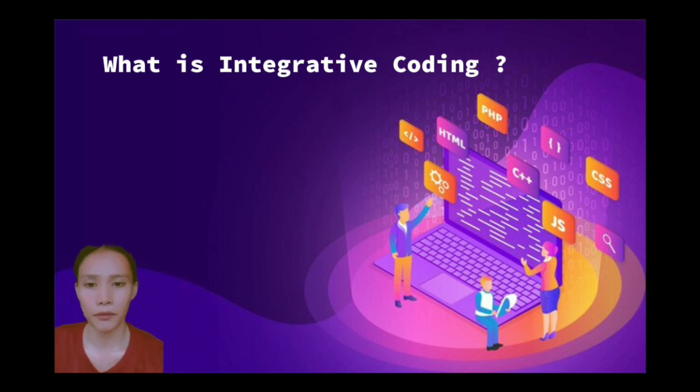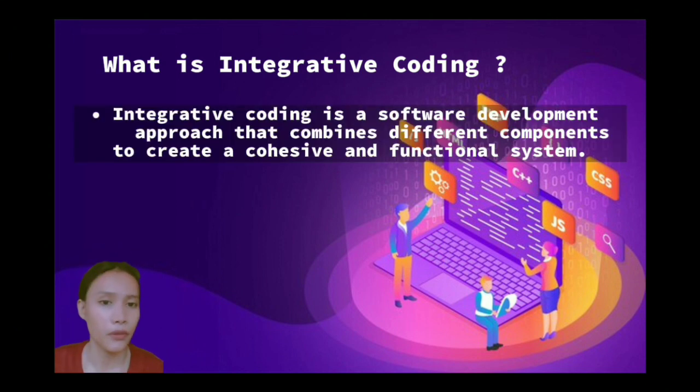What is integrative coding? Integrative coding is a software development approach that combines different components to create a cohesive and functional system. It means integrative coding is maoy isa ka software nga buhaton nga gamitan og lain-lain nga components para mo-function ang isa ka system.